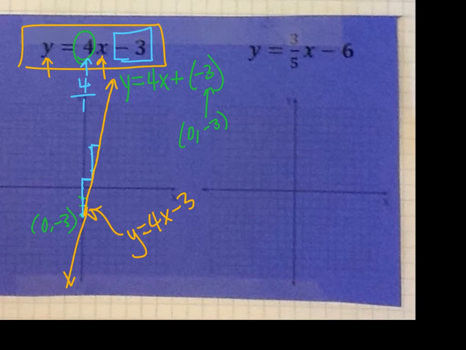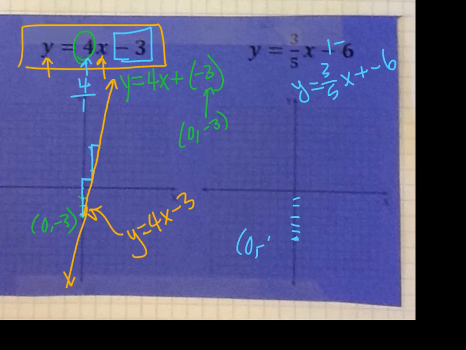We have y is equal to 3 over 5x minus 6. Again, I'm going to write this as plus a negative 6, so 3 over 5x plus a negative 6. Excuse my awesome handwriting with this stylus. It's not the best. I'm going to go down 6 because I'm going to use my y-intercept as my starting point, and I'm going to make a dot. As I make that dot, I have 0, negative 6 for that starting point.